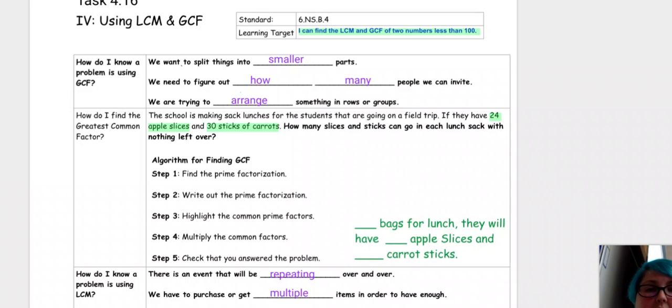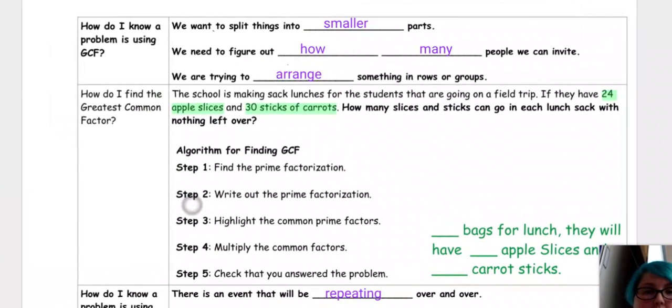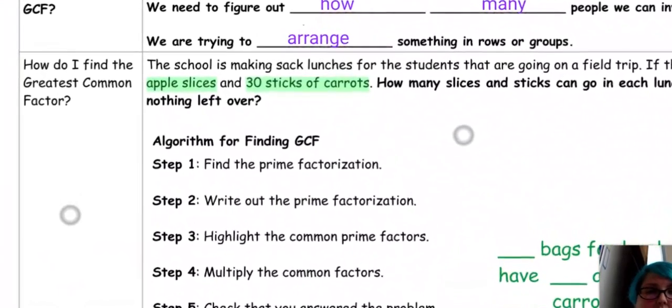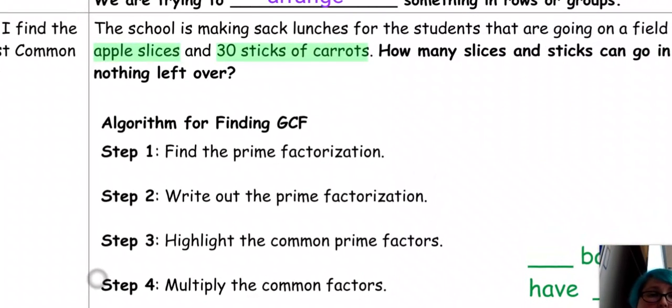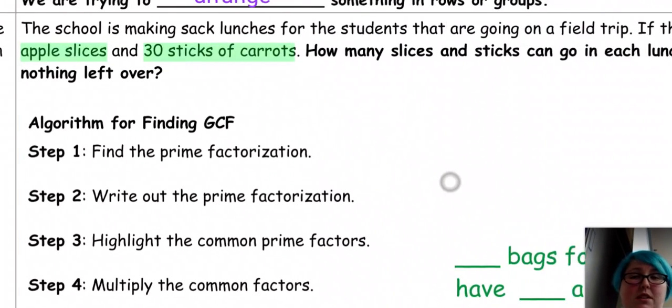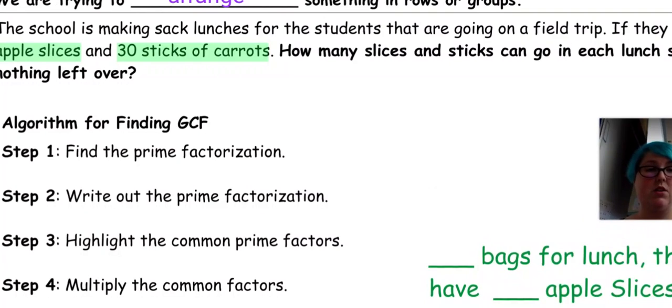So let's look at the problem before us. We see that we are talking about school lunches for field trips. The lunch people have 24 apple slices and 30 sticks of carrots. They want to know how many lunches we can make and not have anything left over. So we're trying to split these into smaller groups. Let's start by doing the prime factorization to get our greatest common factor.